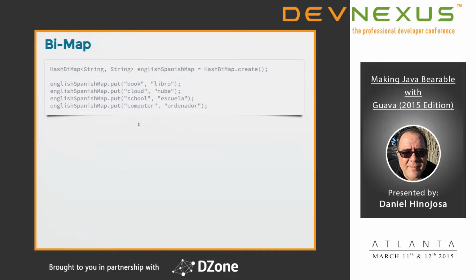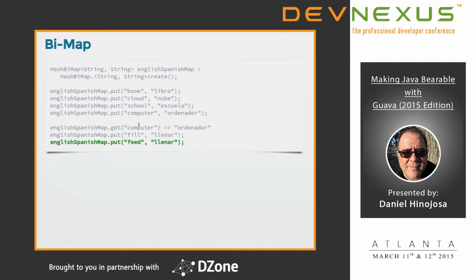Right here I have a BiMap. Let me get away from this microphone. I have a BiMap. Now a BiMap is just like any other map. You have a key and value along with it, and here I have an English-Spanish map. So this is my English-Spanish dictionary implementation. With this, I am going to create an English-Spanish map, and I'm going to put book, libro, cloud, nube, school, escuela, and computer, ordenador. And just like any other map, if you try to get computer out of it, you get ordenador. Okay, pretty nice.